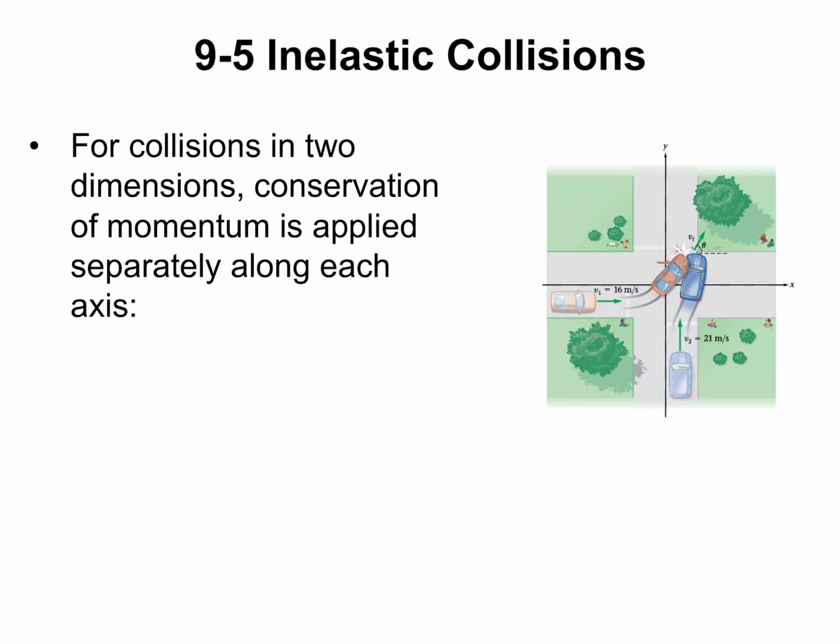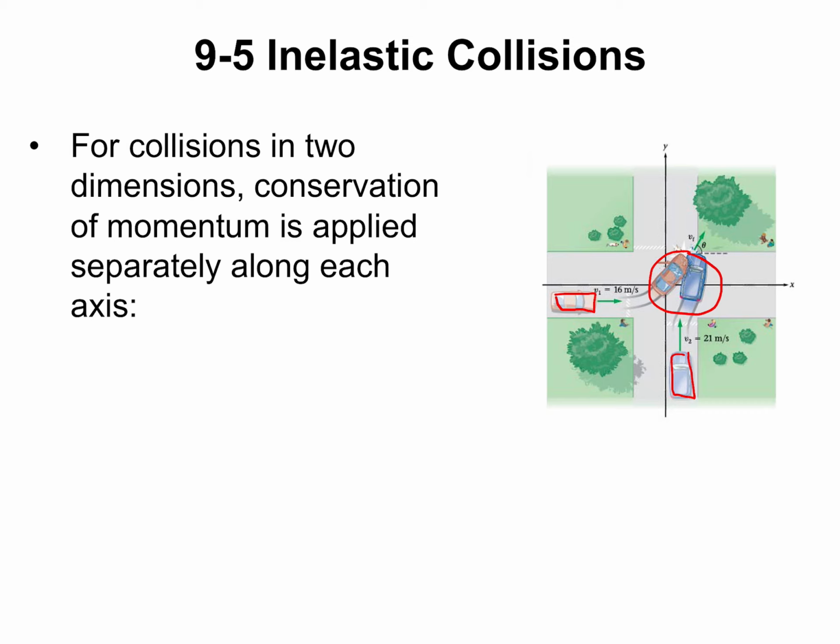That collision is a one-dimensional collision. This can also apply to a two-dimensional collision. The example here is a car traveling at 16 meters per second towards the east, and another car traveling at 20 meters per second towards the north. They bump into each other, and immediately after, they stick together and move in the same direction.